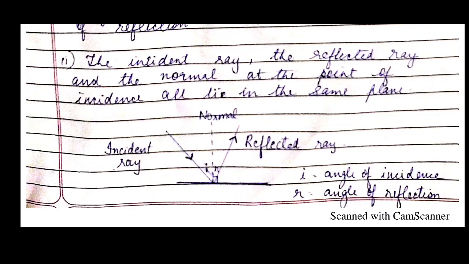Next, the incident ray, the reflected ray, and the normal at the point of incidence all lie in the same plane. You can see the surface, and the incident ray, normal ray, and the reflected ray are all above that surface. That means all of them lie in the same plane.